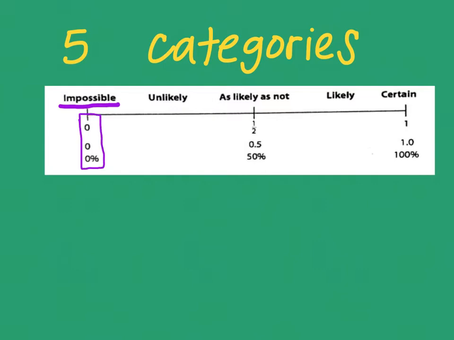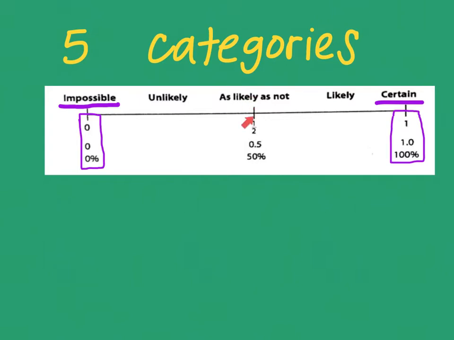The opposite of that is if it's certain. If something is certain, there's a 100% chance of it happening. That means nothing else would happen but that. So in percent form, I would have 100. As a decimal, it would just be 1 or 1.0. Or as a fraction, it would be 1 whole.